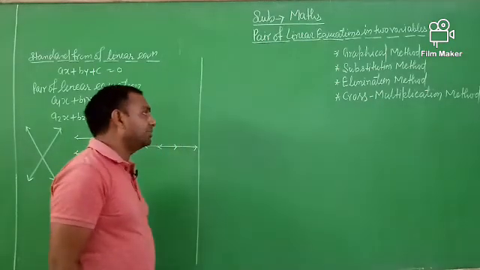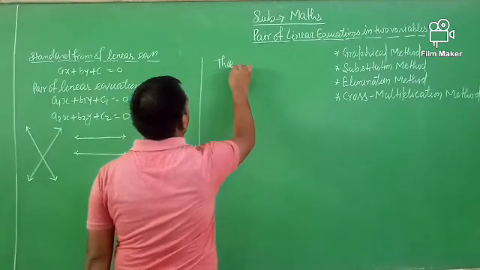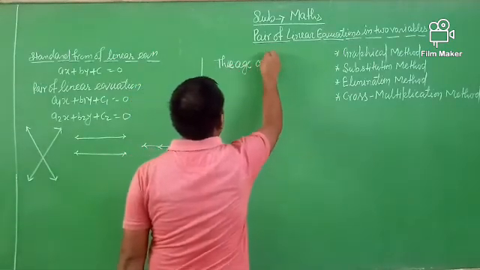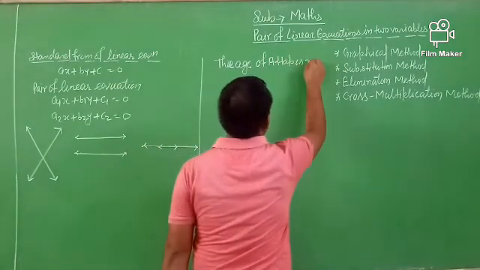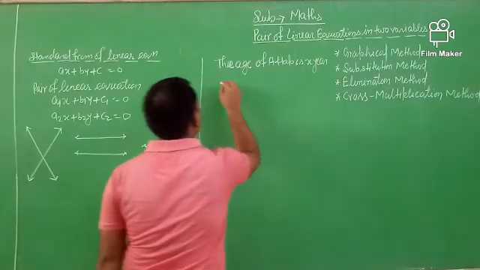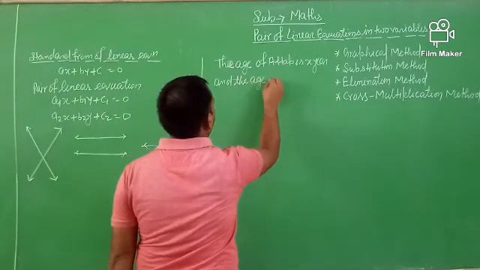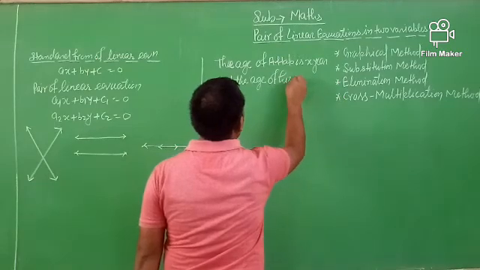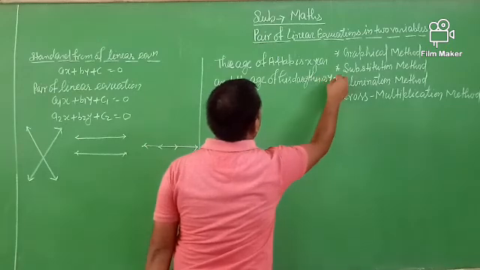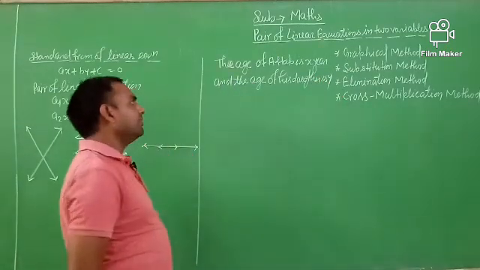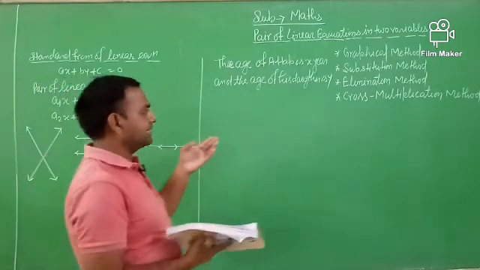Here two conditions are given. Say the age of Altaf is x years, and the age of his daughter is y years. If the age of Altaf is x years and his daughter's is y years.